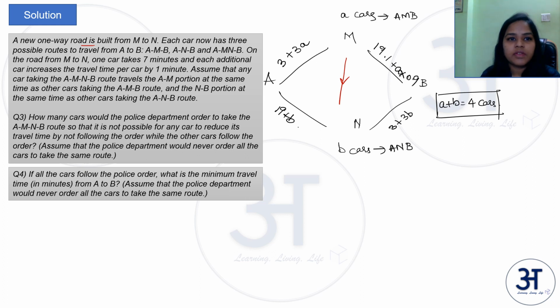So a new road is built from M to N. Each car now has three possibilities: A, M, B; A and B; and A, M, N, B. On the road from M to N, a car takes 7 minutes and each additional car takes 1 minute.